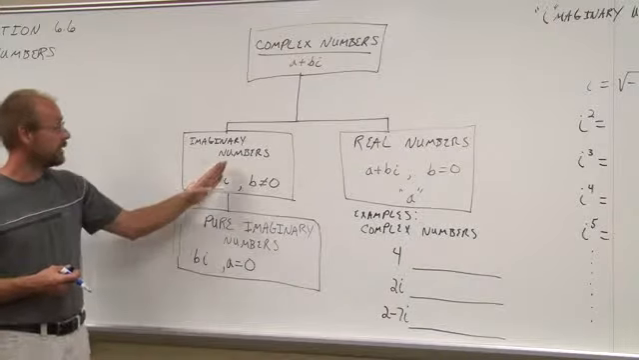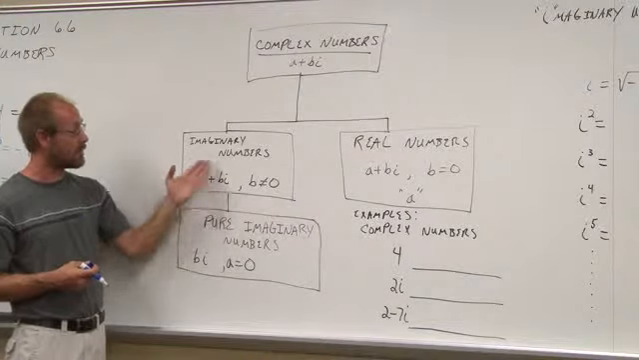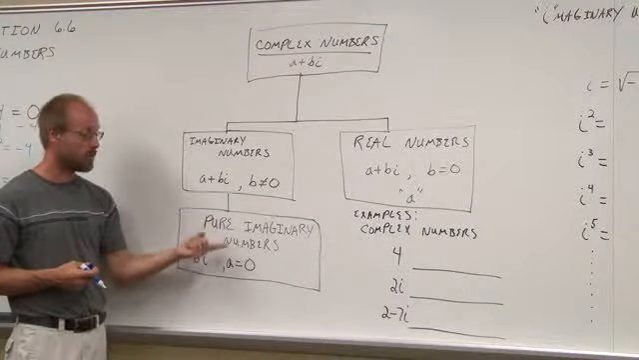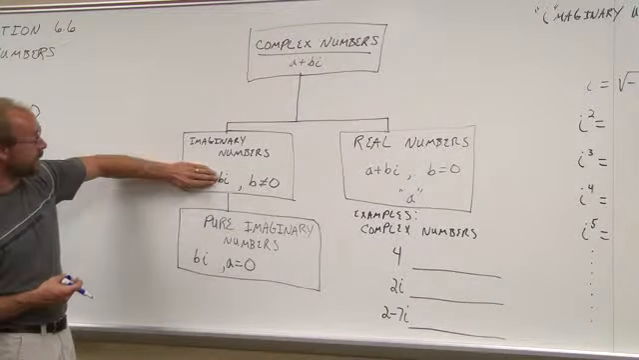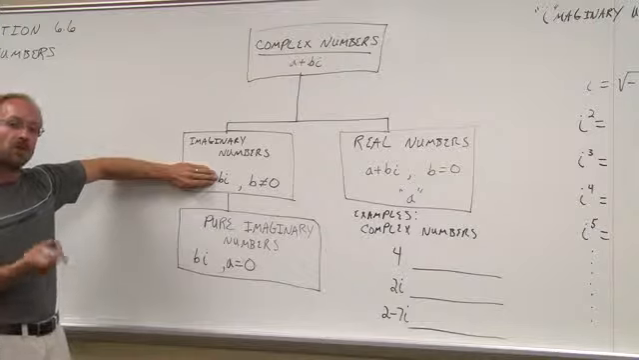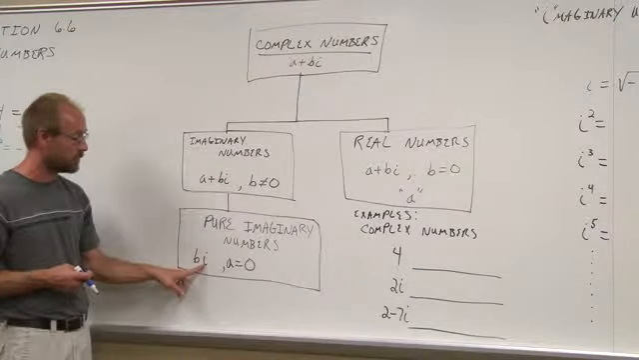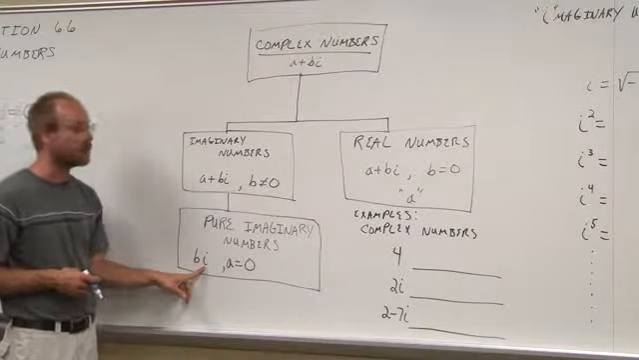All right, now this can break down a little bit further. Our imaginary numbers can be pure imaginary numbers when a is 0. That means the a plus bi, if a is 0, it's just bi. It's a pure imaginary number. It contains this thing we call the imaginary unit.